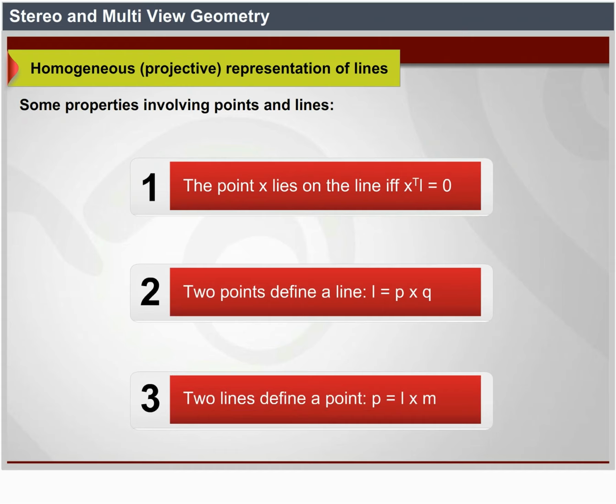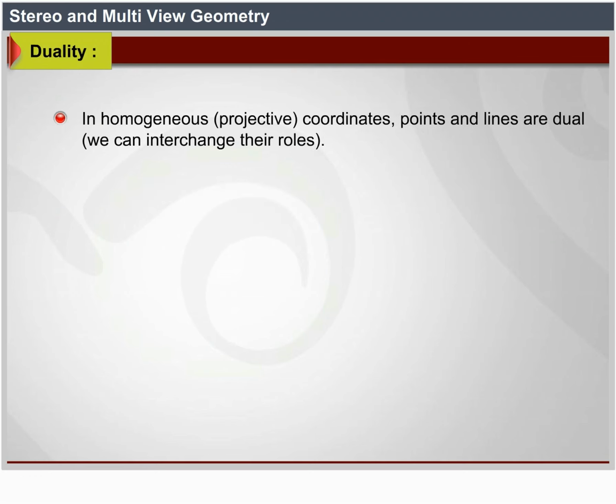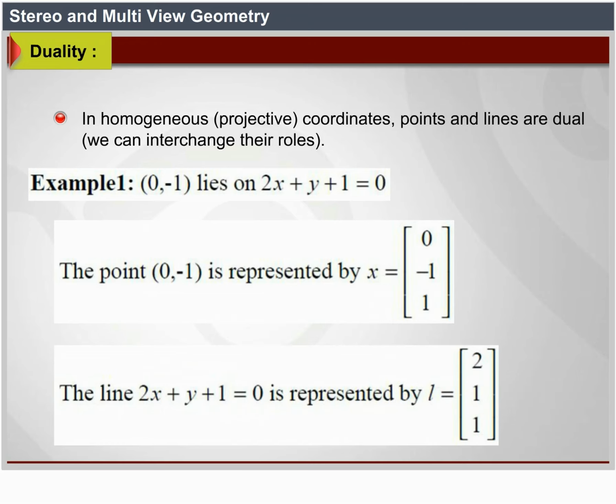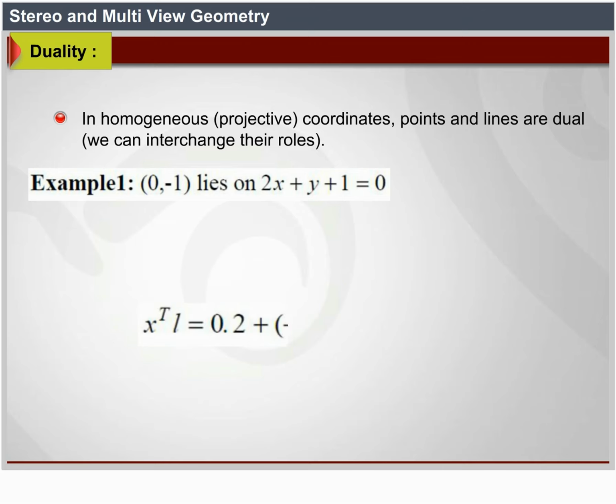Duality. In homogeneous projective coordinates, points and lines are dual. We can interchange their roles. For example, (0, -1) lies on 2x + y + 1 = 0. The point (0, -1) is represented by x = (0, -1, 1) transpose. The line 2x + y + 1 = 0 is represented by L = (2, 1, 1) transpose. Then x transpose L = 0·2 + (-1)·1 + 1·1 = 0.